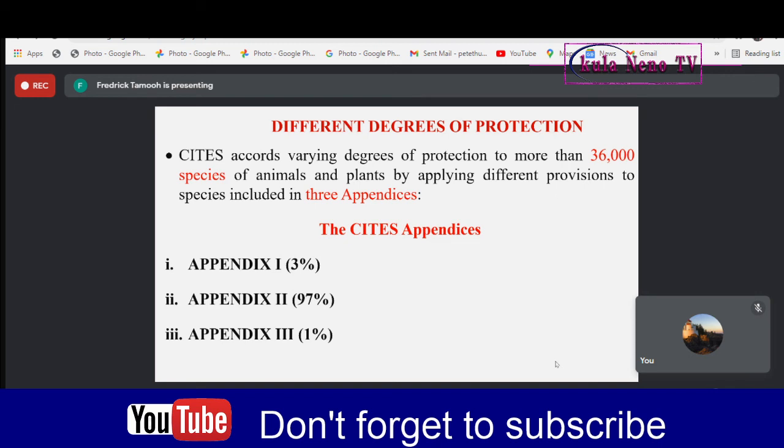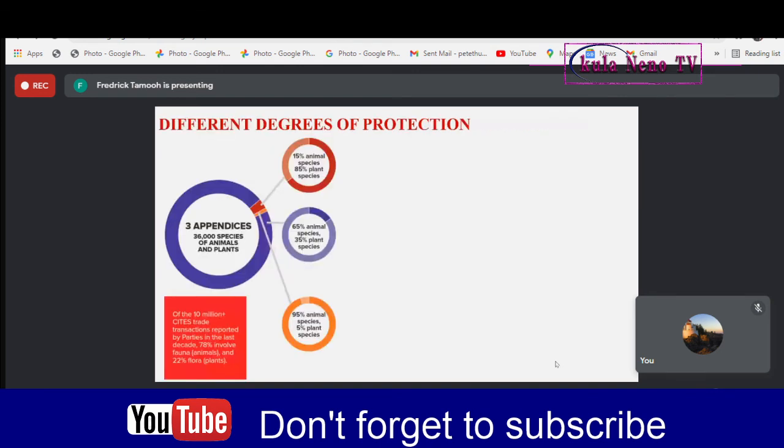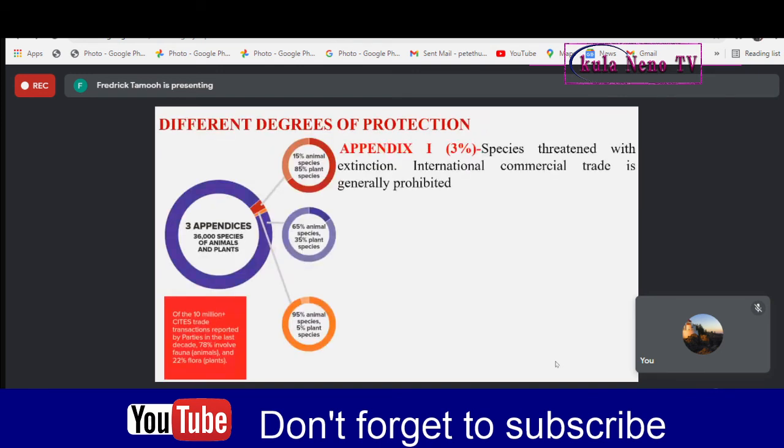Then the majority of the species are in Appendix 2, and we have very few species in Appendix 3. The species that qualify to be in Appendix 1 are species threatened with extinction. So most of the species that are in the IUCN Red List as critically endangered also qualify to be in Appendix 1.